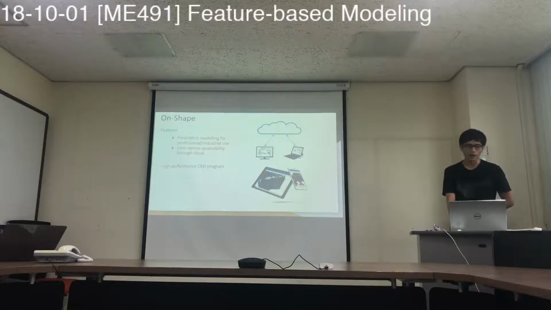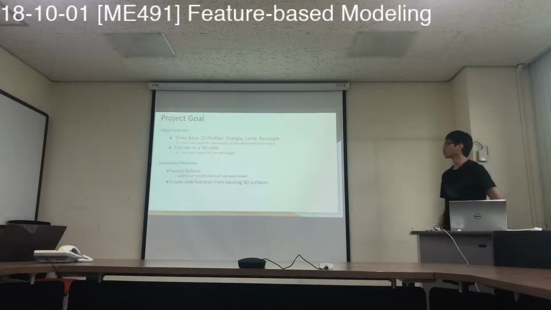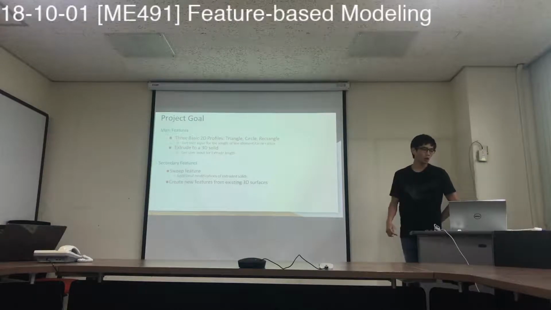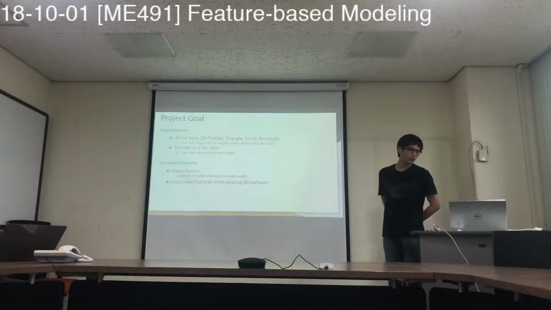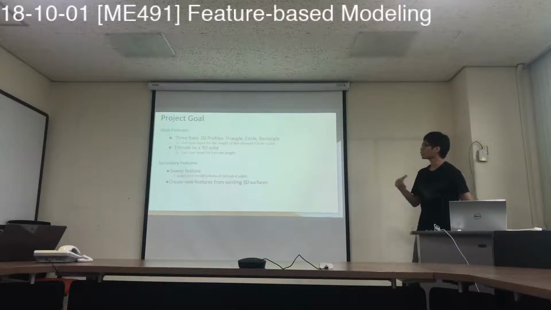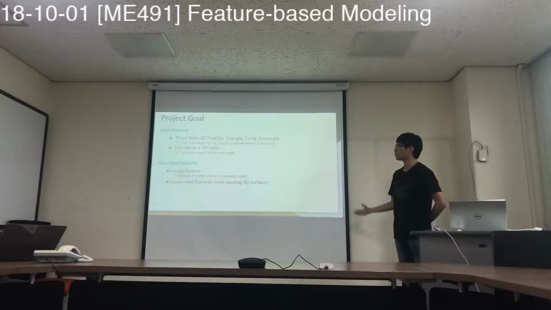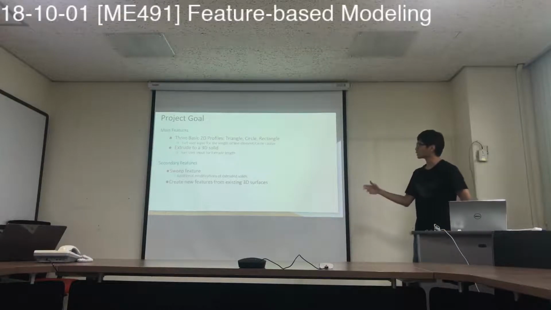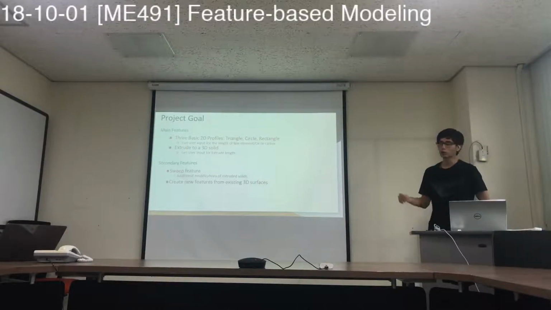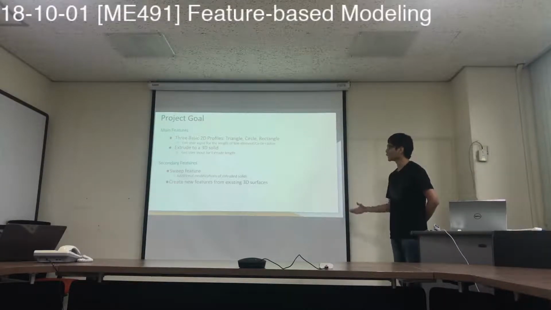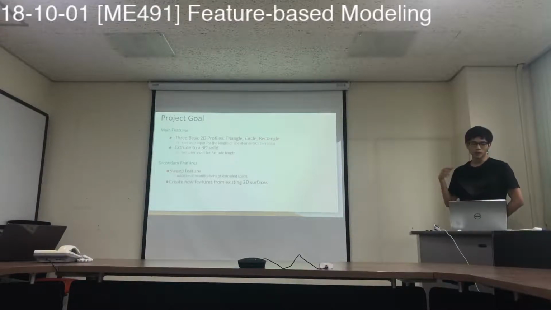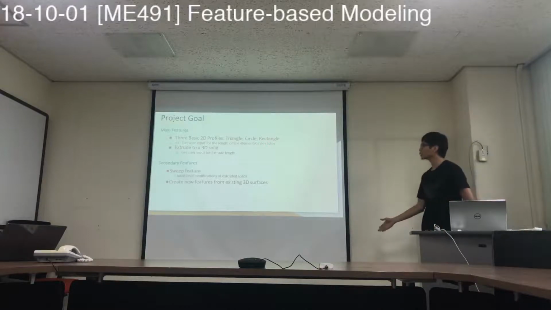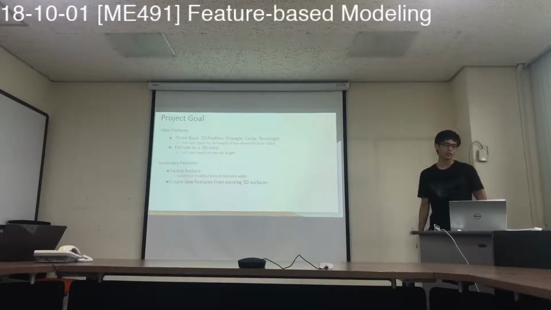With all that in mind, we decided on our project goal. Our main, or primary, features are first creating 2D profiles or 2D sketches of 3 basic shapes, basically a triangle, circle, and rectangle, where we can then edit the parameters of these shapes, such as the lengths. And then we should be able to extrude these 2D shapes into 3D solids.